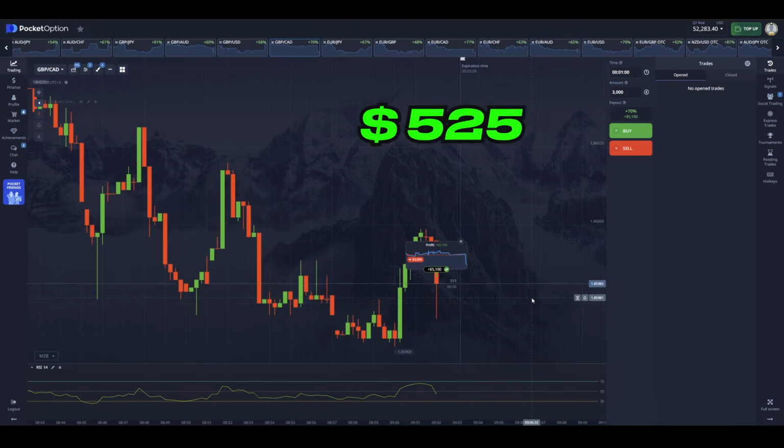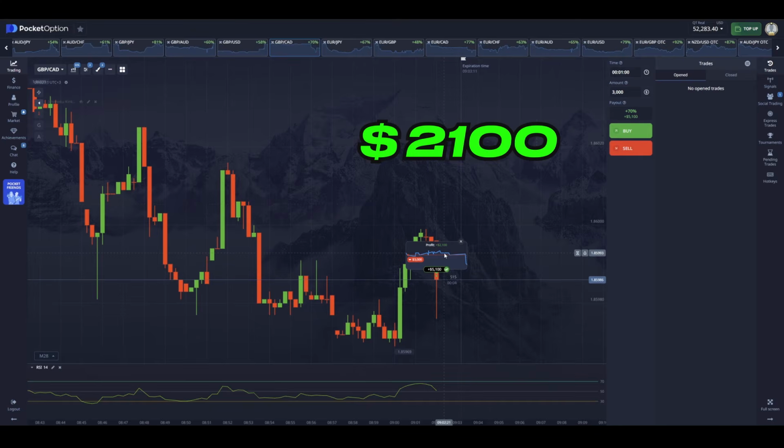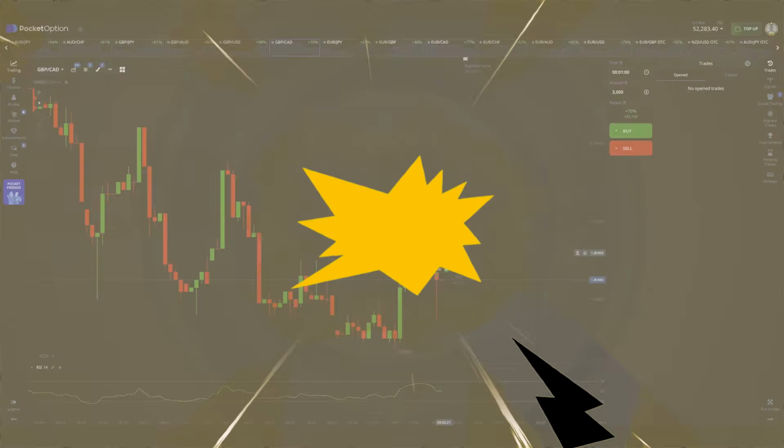As you can see, the trade closes in profit, a good profit, and brings me $2,100. Now, let's move on to the strategy itself and how to use it.